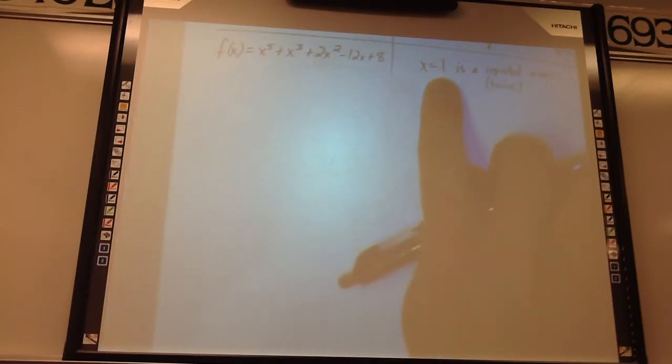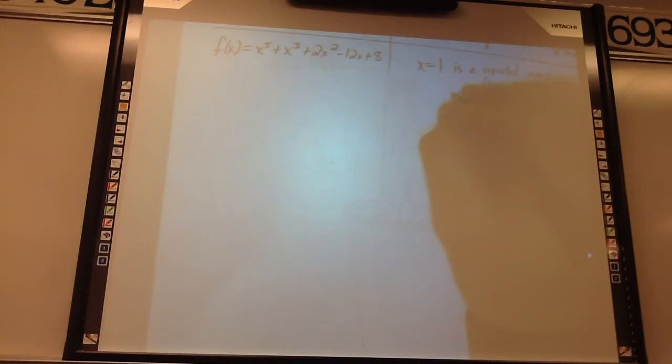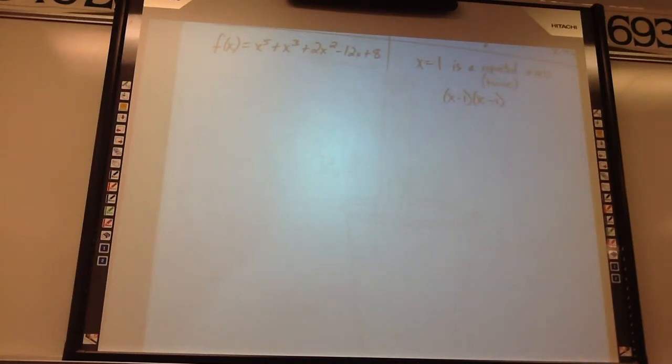So when I say x equals 1 is a repeated 0, it means if you factored this all out, you would have x minus 1, x minus 1, and then some other stuff. Right? So how do you get the rest of the zeros? 2 ways.